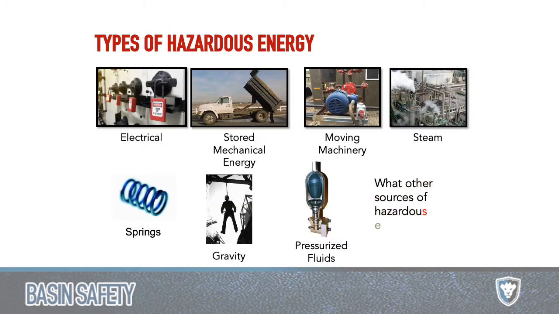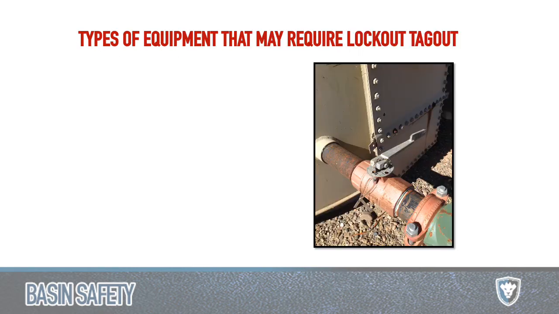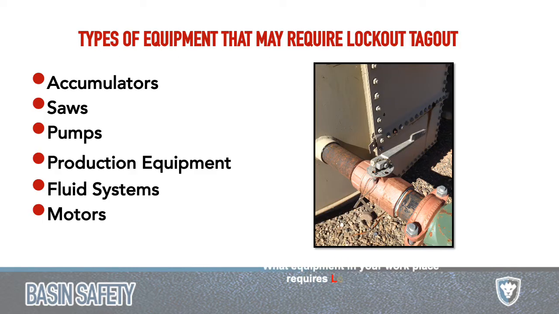So there's different types of hazardous energy out there that we work with every day. Electrical is a very common one, stored mechanical, moving machinery, steam, springs, gravity, pressurized fluids, chemical energy, as well as nuclear, which is a little bit more rare up here where we're doing our work. So different types of equipment require lockout tagout. On the electrical side, accumulators, saws, pumps, production equipment such as treaters and separators, fluid systems, motors, heaters, a million different things require lockout tagout. And once again, your plan needs to recognize those types of equipment in your program.